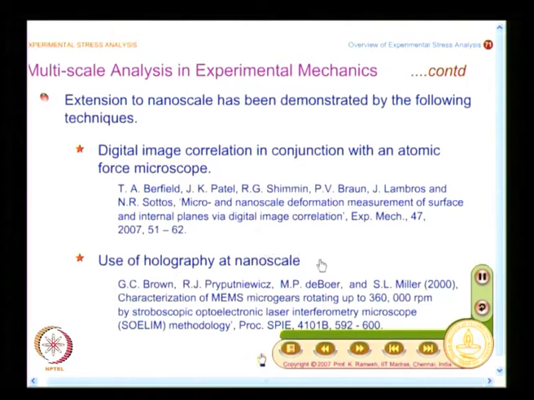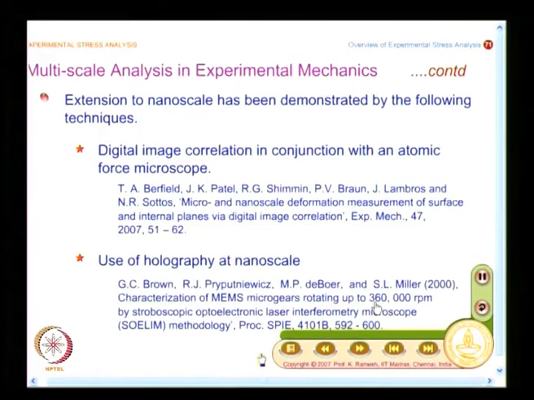And you also have holography at nanoscale. This is essentially a group led by Pryputniewicz. They have done extensive studies on MEMS, and mind you, this is about 3,60,000 RPM. You have micro gears rotating at 3,60,000 RPM. People have done experiments on such miniaturized and such high speed applications, and this is done by stroboscopic optoelectronic laser interferometry microscope.